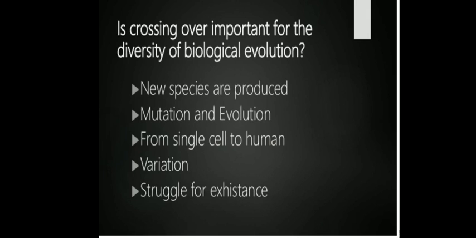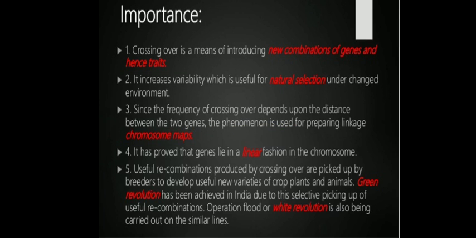Then what is the importance of crossing over for the diversity of biological evolution? Due to crossing over, the first important factor is that new species can be produced, and mutation and evolution can occur. From a single cell to a large animal or human beings, the variation can be studied with the help of crossing over, and the struggle for existence can be improved with the help of crossing over.